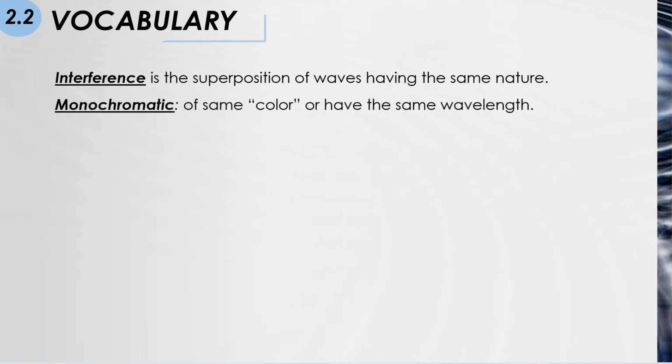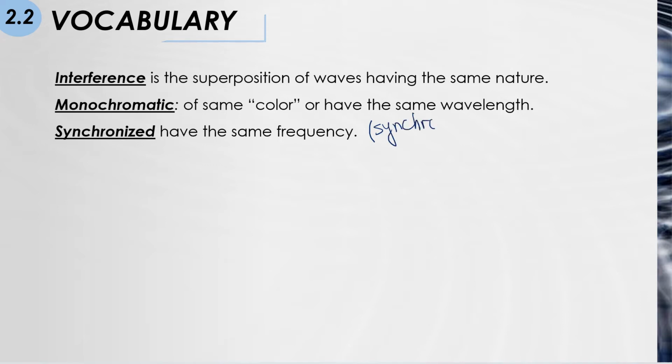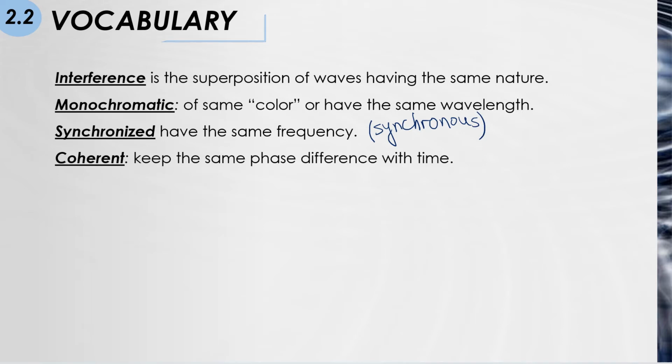Then we have monochromatic, a word which we're not going to use a lot, but it means the same wavelength. Synchronized, having the same frequency. Some people refer to this as synchronous. Okay? Now, another term is coherent, which is waves having the same phase difference with time.